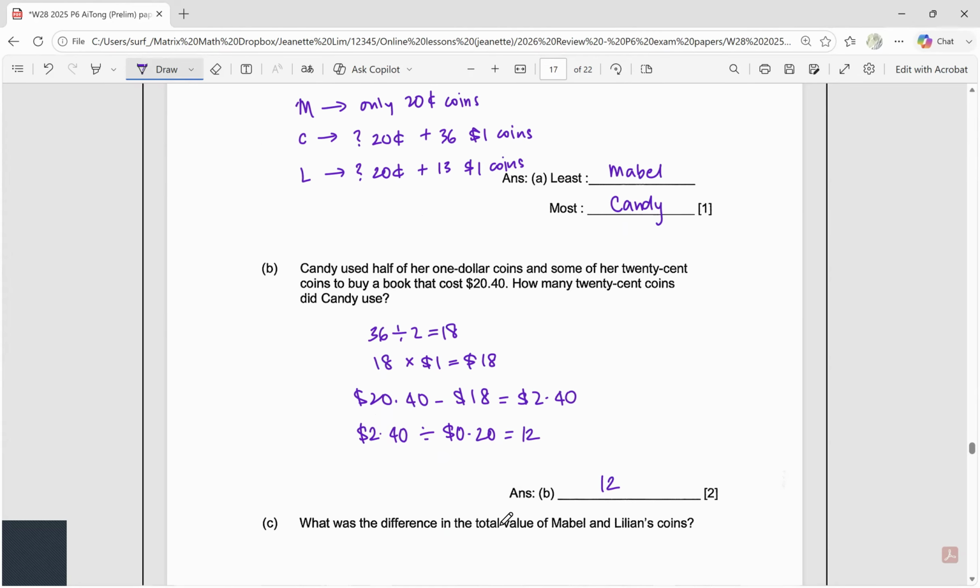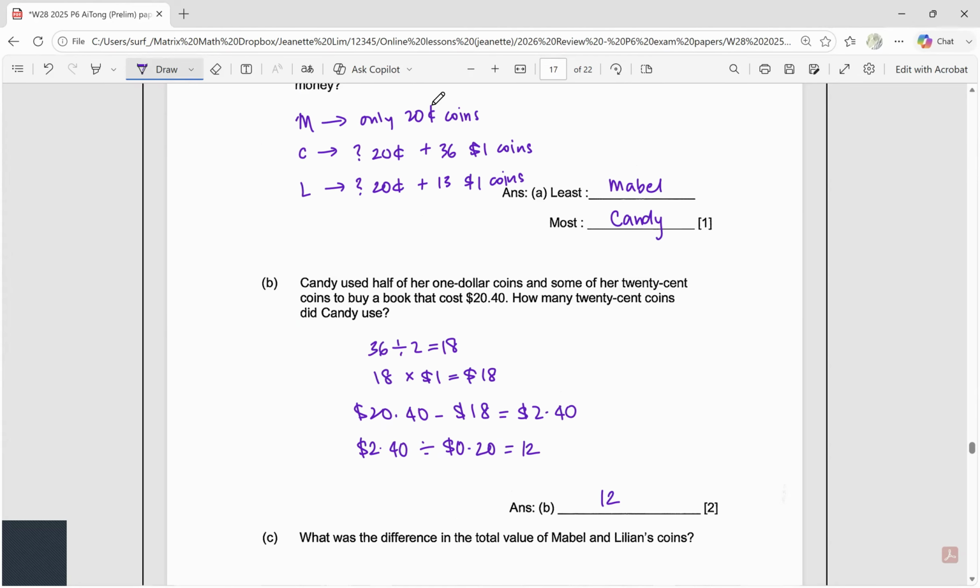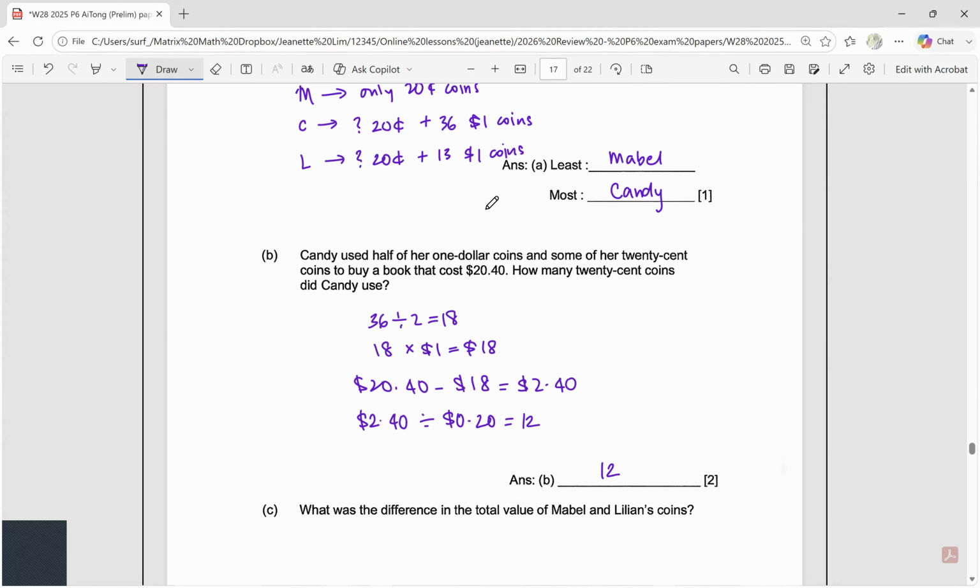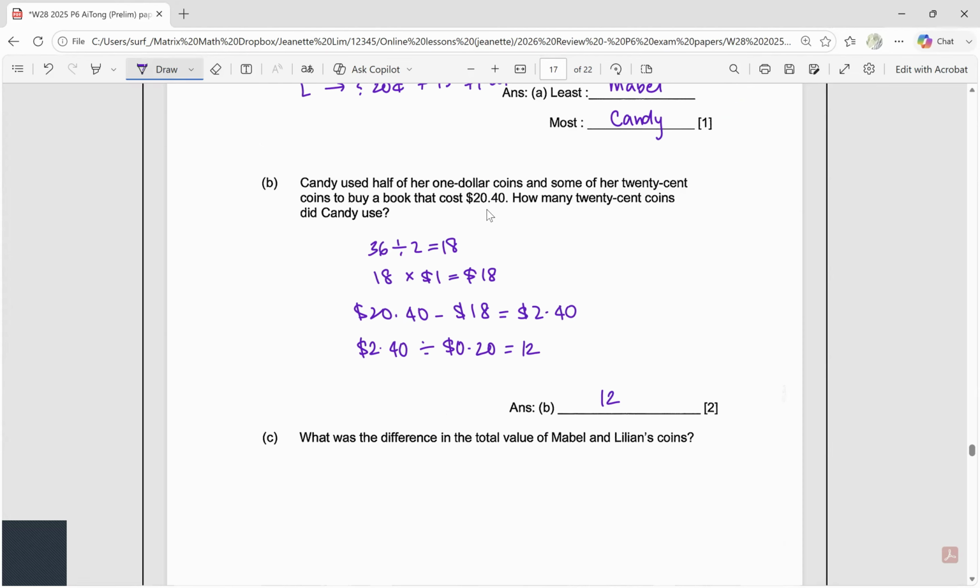C, what is the difference in the total value of Mabel and Lillian's coins? Okay, Mabel only 20-cent coins. Lillian got some 20-cent coins and 13 $1 coins. I'm going to use a model to show you. So Mabel and Lillian, the number of coins is the same.